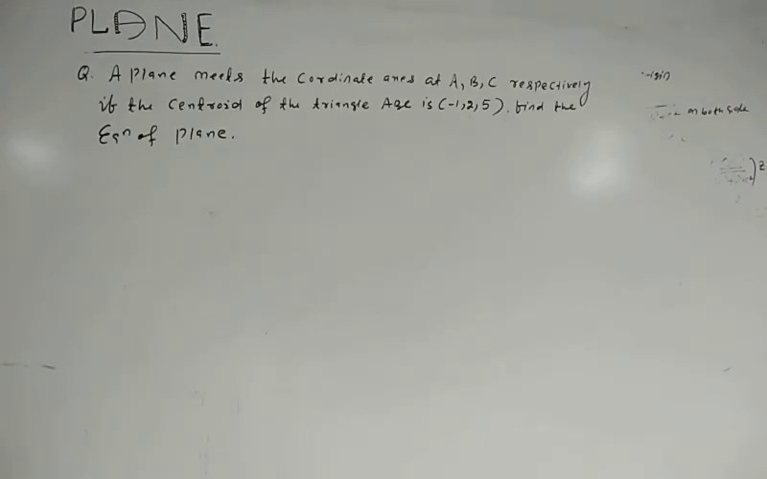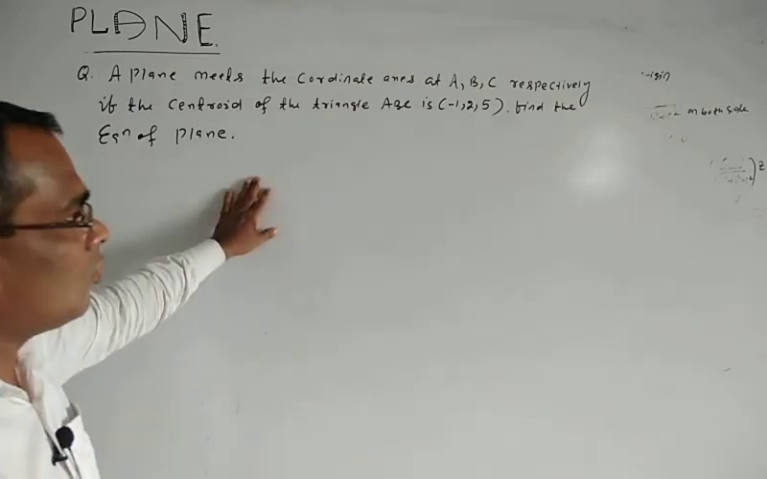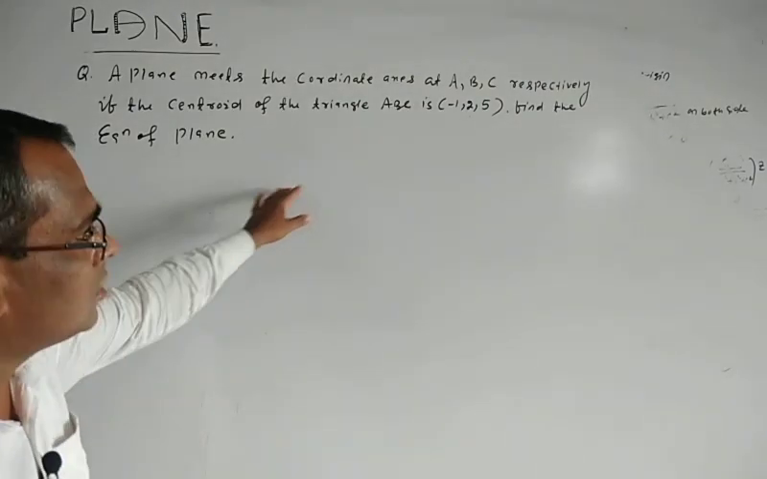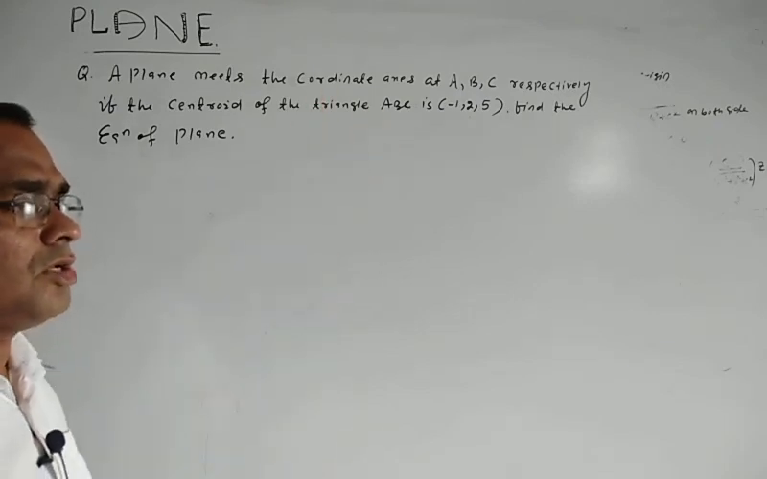One question: a plane meets the coordinate axes at A, B, C respectively. If the centroid of the triangle ABC is minus 1, 2, 5, then find the equation of the plane. So here, what is given? The plane meets the coordinate axes at A, B, C, and the centroid of the triangle is minus 1, 2, 5. So what is its equation?